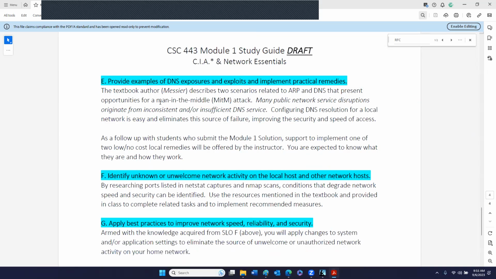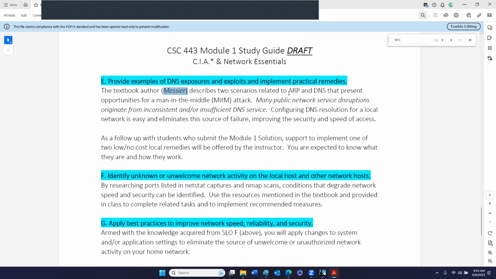Whenever you see a reference to Messier, instead of saying the textbook author Messier going forward, I'm just going to say Messier describes such and such. I'm talking about the textbook author, right?